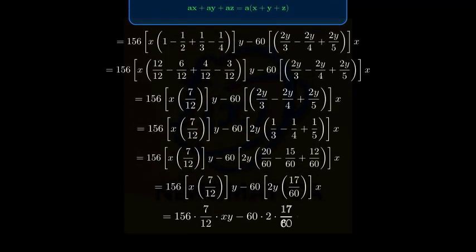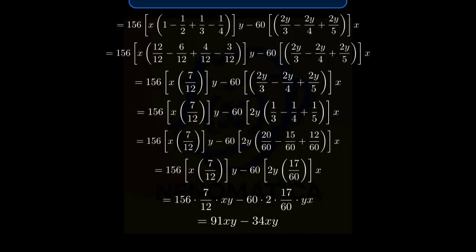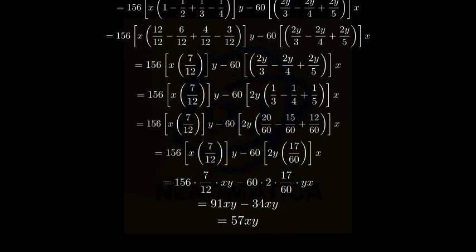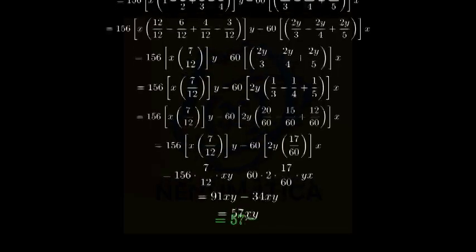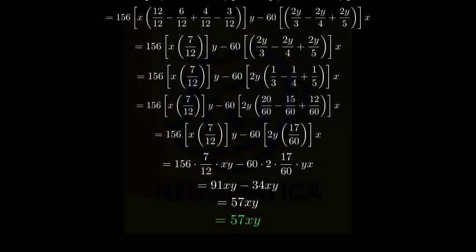Now, let's simplify our entire expression. The first part becomes 156 times x times 7 twelfths times y, which equals 156 times 7 twelfths times xy, which equals 91xy. The second part becomes 60 times 2y times 17 sixtieths times x, which equals 60 times 2 times 17 sixtieths times yx, which equals 34xy. Finally, we subtract the second part from the first part. 91xy minus 34xy equals 57xy. Therefore, our simplified expression is 57xy.